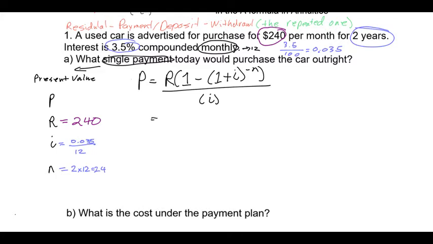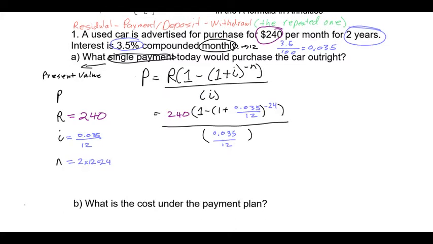Now please remember this is my remedial video, so all numbers are color coordinated. So in this case we got 240 and the rest of the problem is filled in. R is 240, the interest is 0.035 over 12, which substitutes directly, and now we'll calculate our final answer. And you're going to get $5,555.21.